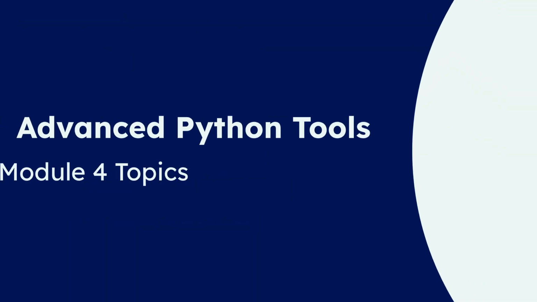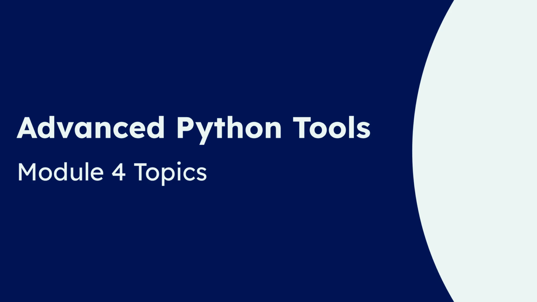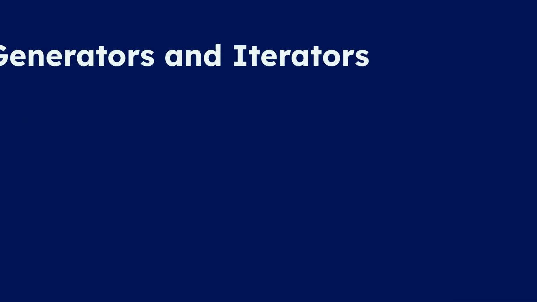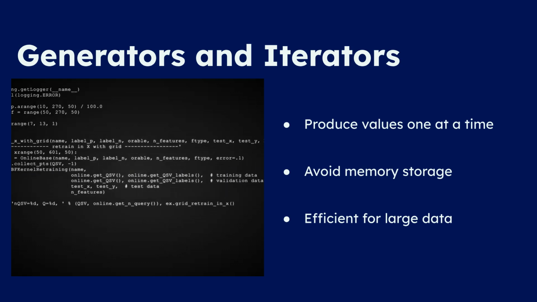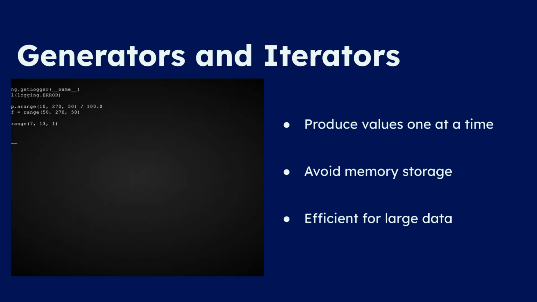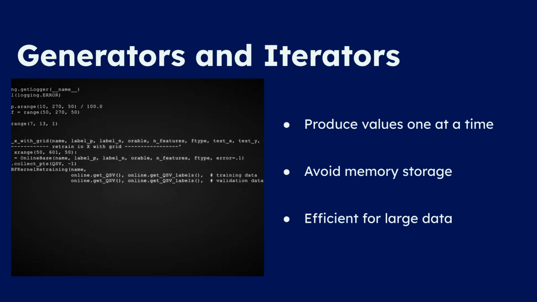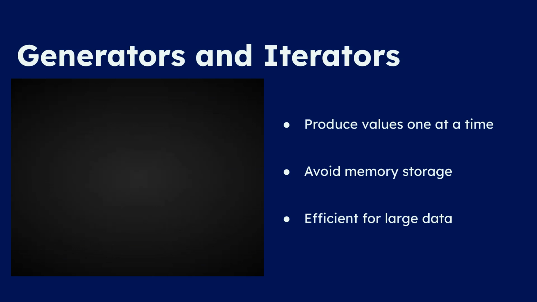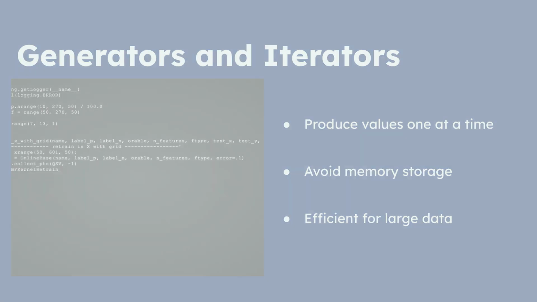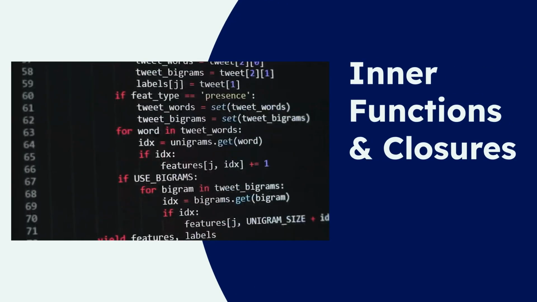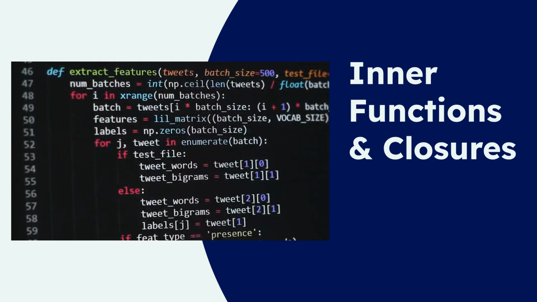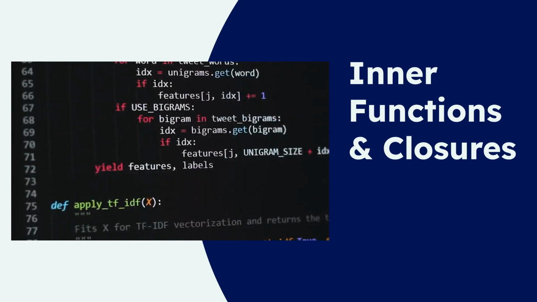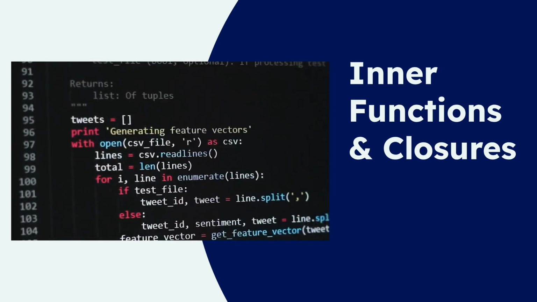Let's look at the core concepts in more detail, starting with generators and iterators. Generators make programs more memory efficient by producing values one at a time. This is essential when processing large datasets or streams of information. Iterators define the sequential value supply for many Python tools. Inner functions, when they remember variables from their outer function, form closures. This is useful for creating specialized functions, maintaining state, and organizing reusable logic.